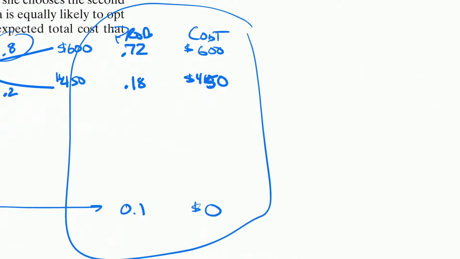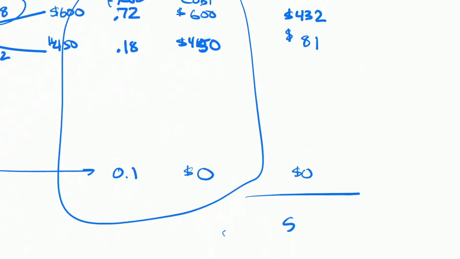So 0.72 times 600 is 432. Oh, yeah, of course, it's 432. Sorry. And then 450 times 0.18 is, wait, 450 times 0.18. Okay, 81. I got a much bigger number the first time I typed it in. And then, of course, this is just 0. Add them up, and we get 513. So that's the cost that's going to be incurred because of Sabrina.